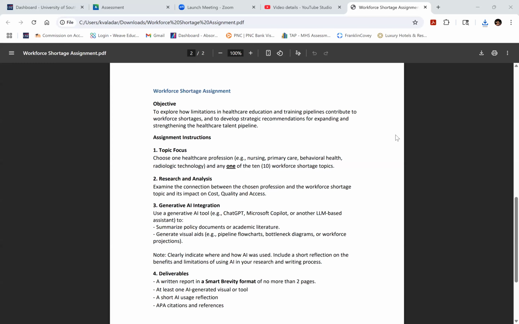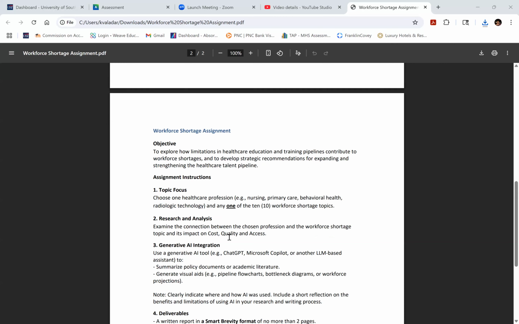Hi, everyone. Let me just take a few minutes to explain to you the workforce shortage assignment, which is due by the end of the day on Wednesday, August 6th. So this is a two-page document. I'm on the second page. Let me go to the first page.